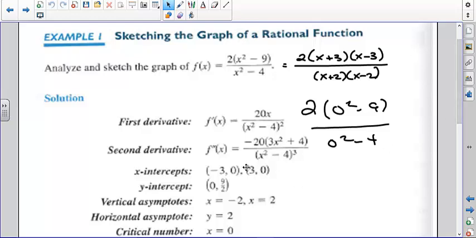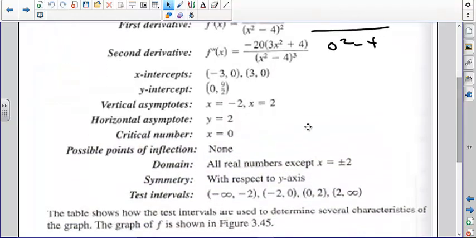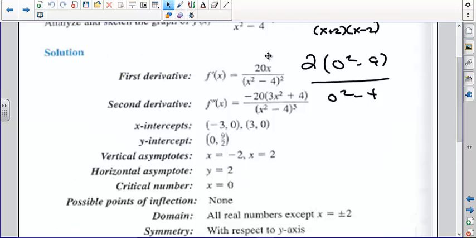Set the numerator of the original function equal to 0. Set x equal to 0 in the original function. Factor the denominator. Find out values of x where the denominator is 0. Use the rules for horizontal asymptotes. This came from the fact that the first derivative is 0 only when x equals 0. And again, you just look at the numerator.